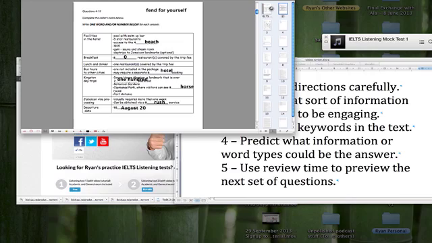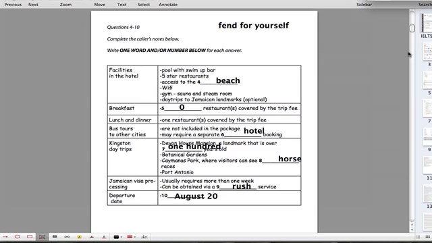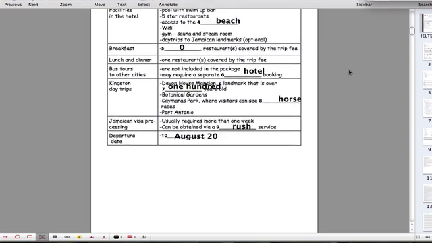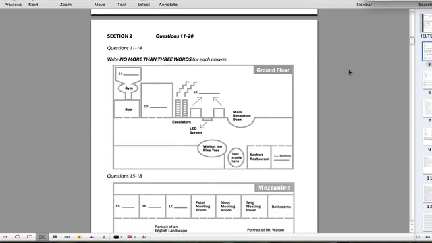Okay, good. Let's continue the listening. That is the end of section 1. You now have half a minute to check your answers. Okay, so we have half a minute to check our answers. We feel confident about our answers, so let's go to the next section.